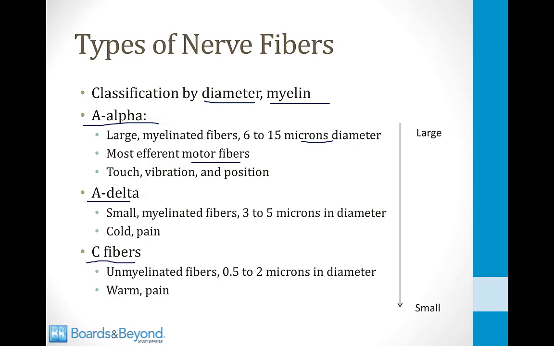The A delta are a little bit smaller, but they're still myelinated. They're 3 to 5 microns in diameter. These carry some senses like cold and pain. And then the C fibers are unmyelinated, very small fibers, and these carry senses like warmth and pain.